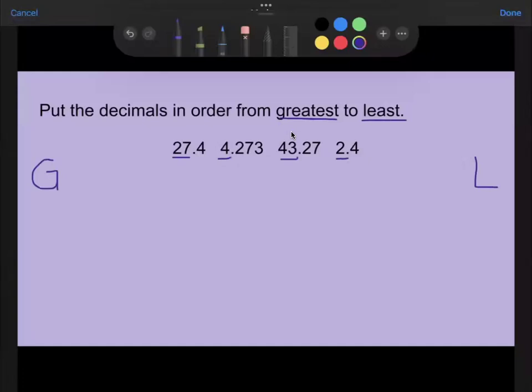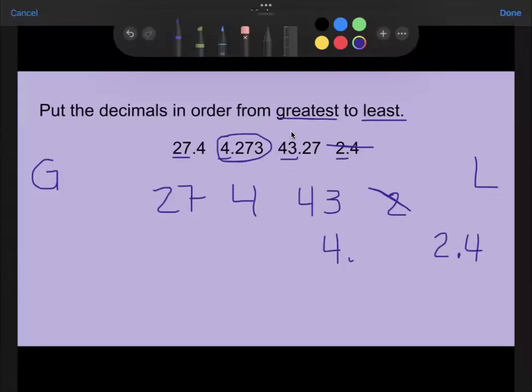So I'm going to just go ahead and rewrite the whole numbers we have. We have 27, we have 4, we have 43, and we have 2. Well, out of those whole numbers, 2 is the smallest. So I'm going to go ahead and put 2.4 over here as my least, and then cross that off. And then I can cross it off there too if I want. Out of the remaining ones, I know 4 would be the next biggest. So I'm going to go ahead and find this number that has the 4 with it, 4.273, and then cross that off, and here too.